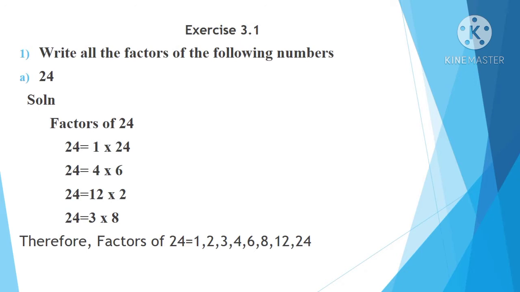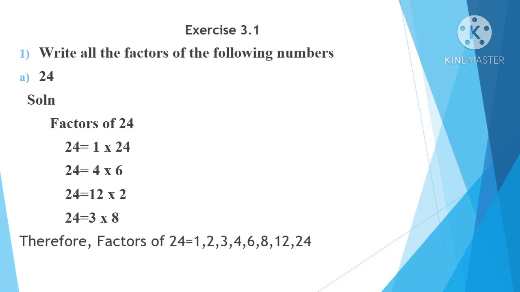Now let's see the first problem. What is the first question? Write all the factors of the following numbers. We want to find the factors. The first question is A, 24. Everyone knows the two common factors it will have: 1 and the number itself. So 1 and 24. 24 equals 1 into 24.